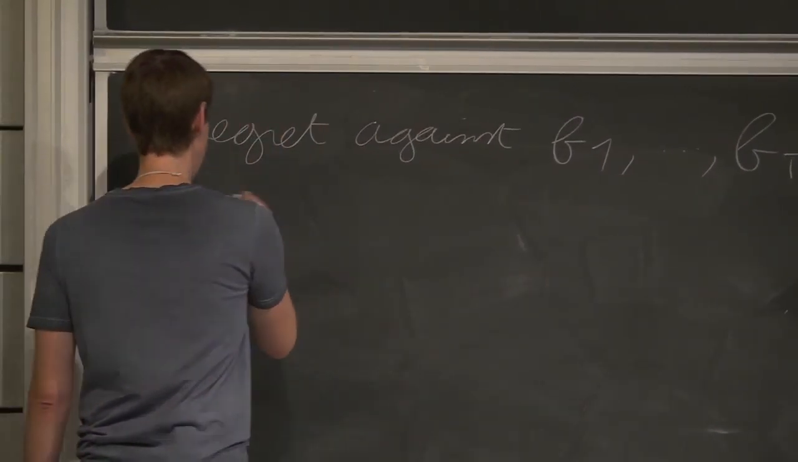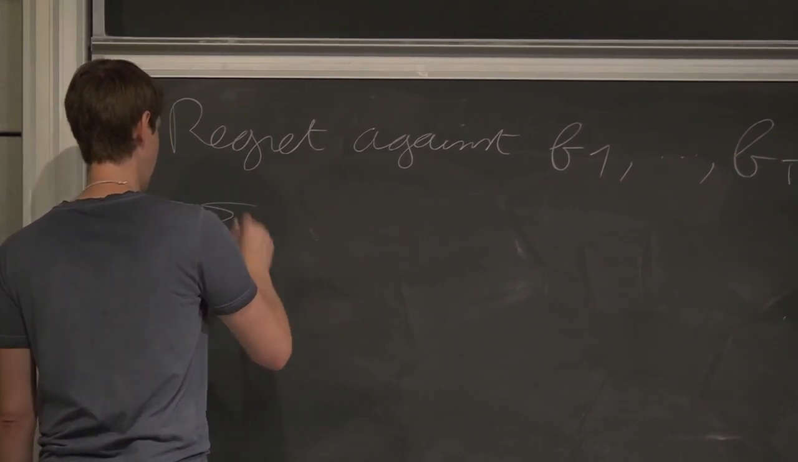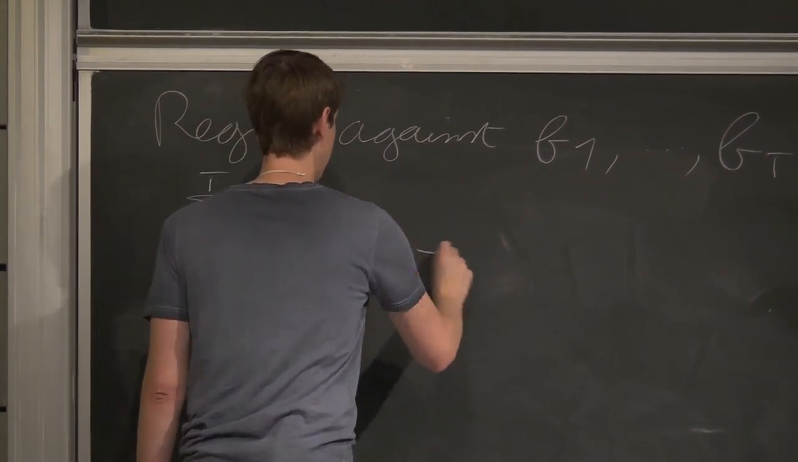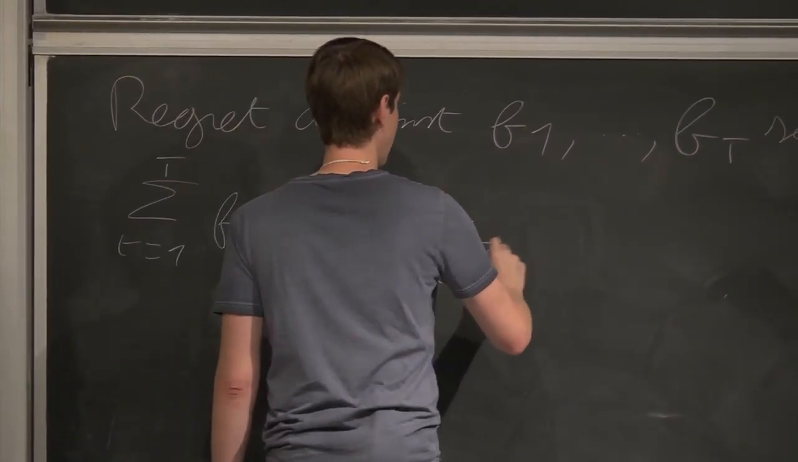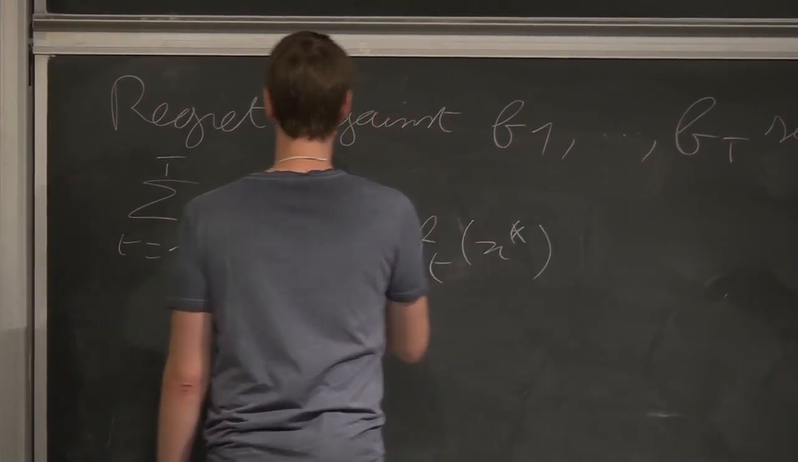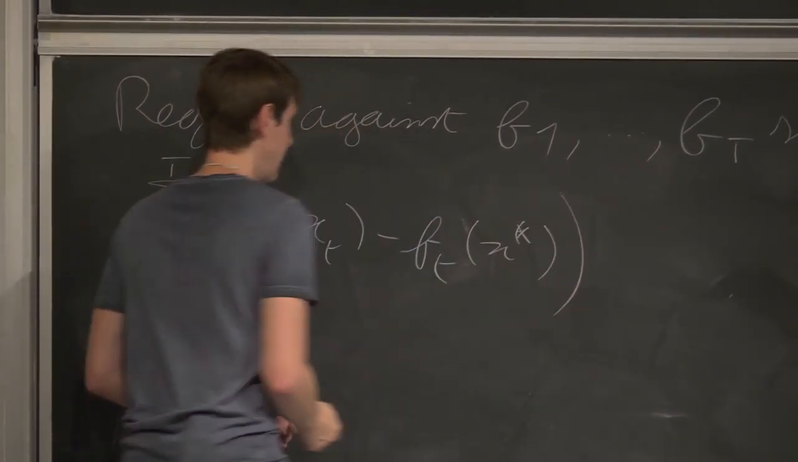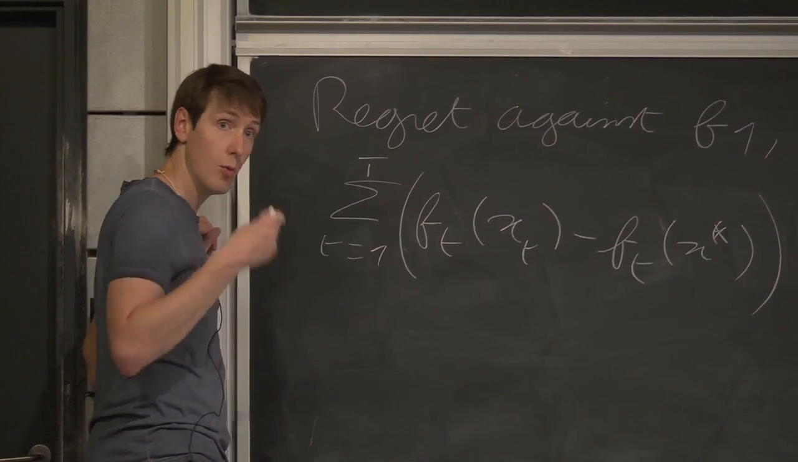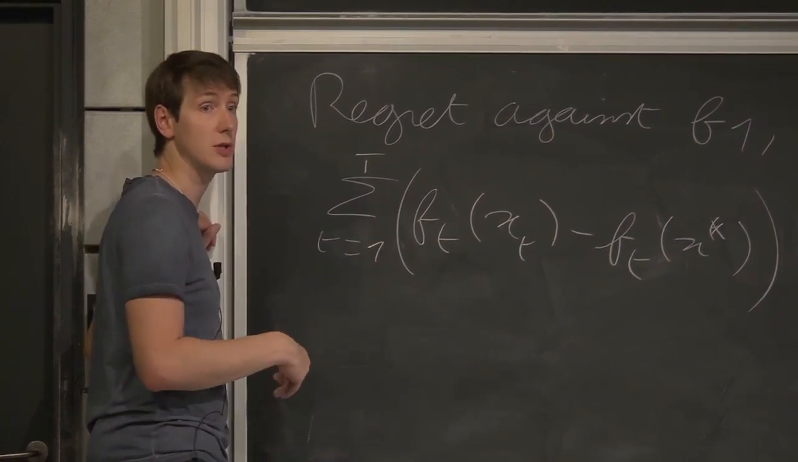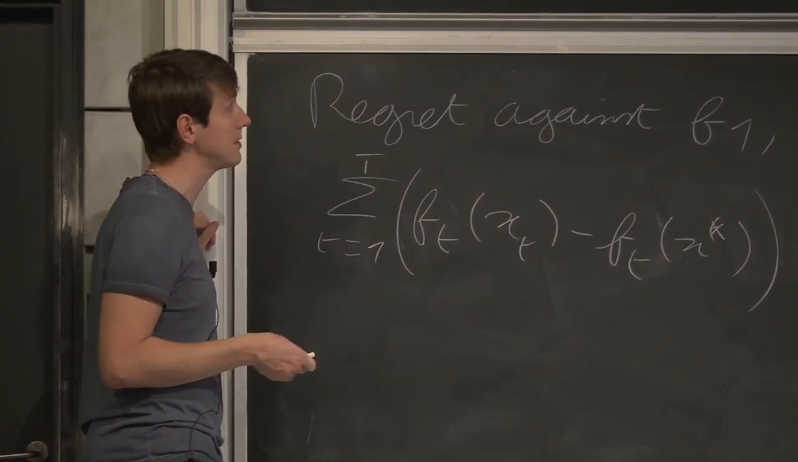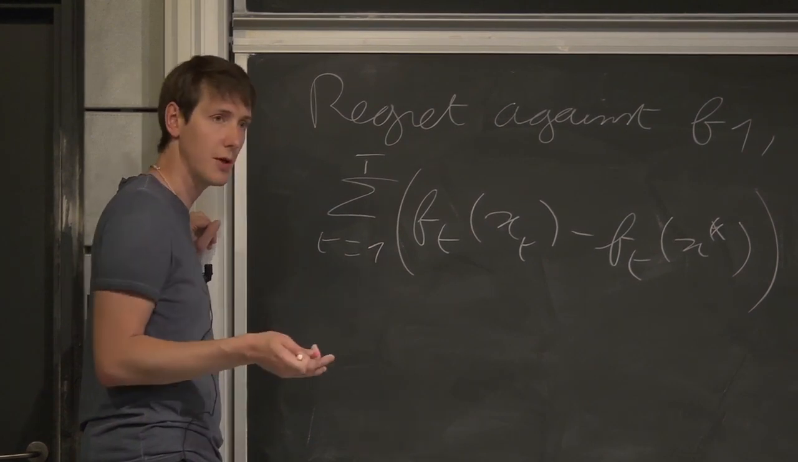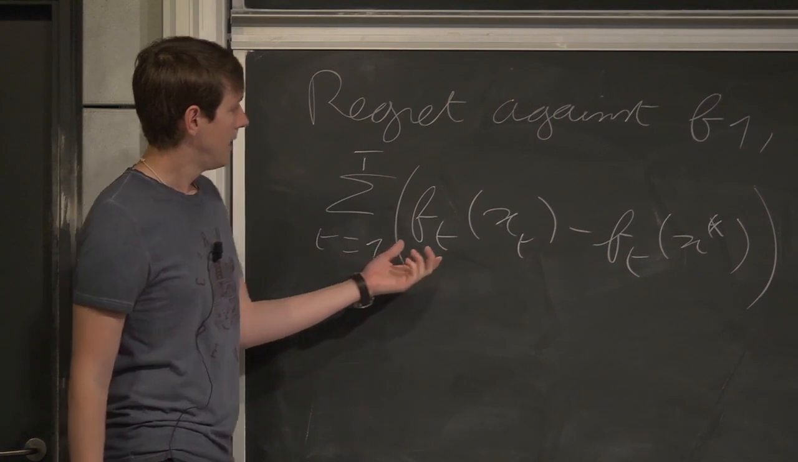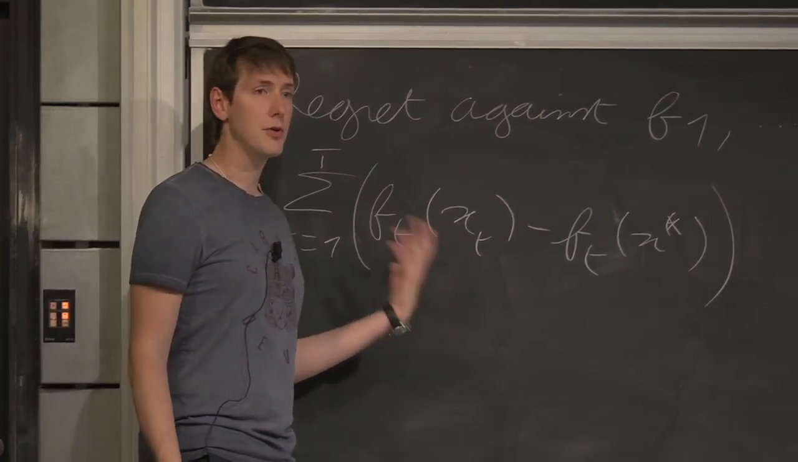So the regret is the sum for t equals 1 to capital T of ft of xt minus ft of some x star. Again, you choose xt without knowing ft. Once you have chosen your point, then the function ft is revealed. In fact, for the gradient descent algorithm, you don't even need to know the entire function, you just need to know the gradient. So you have to make those decisions under uncertainty.